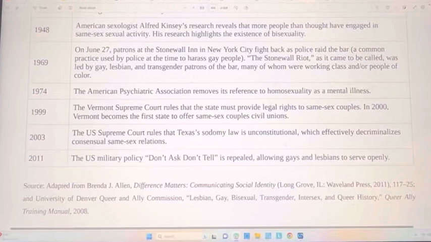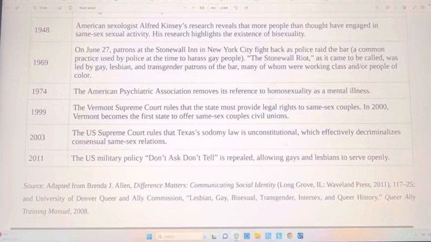1974, the American Psychiatric Association removes its reference to homosexuality as a mental illness. I think that was in the version of the DSM-3, the Diagnostic and Statistical Manual of Mental Disorders, version 3. And that was a very strong political move organized by a group that actually, I believe, started in Sacramento, California. I've met some people who were part of that movement and actually sat in the restaurant where the plans to remove that label were started.